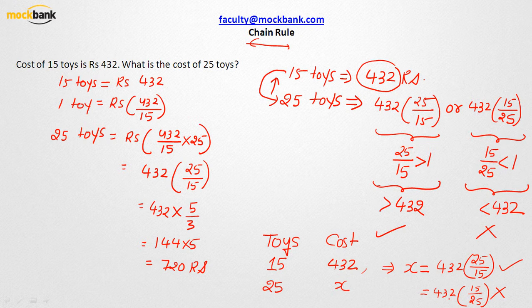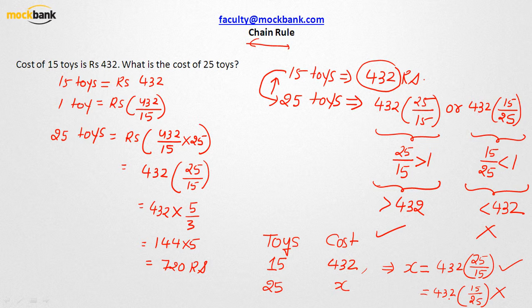Now you understand what you need to do. Every time you need to ask, for the other variable, is it going to be more than 1 or less than 1? There are only two variables involved over here, toys and cost.